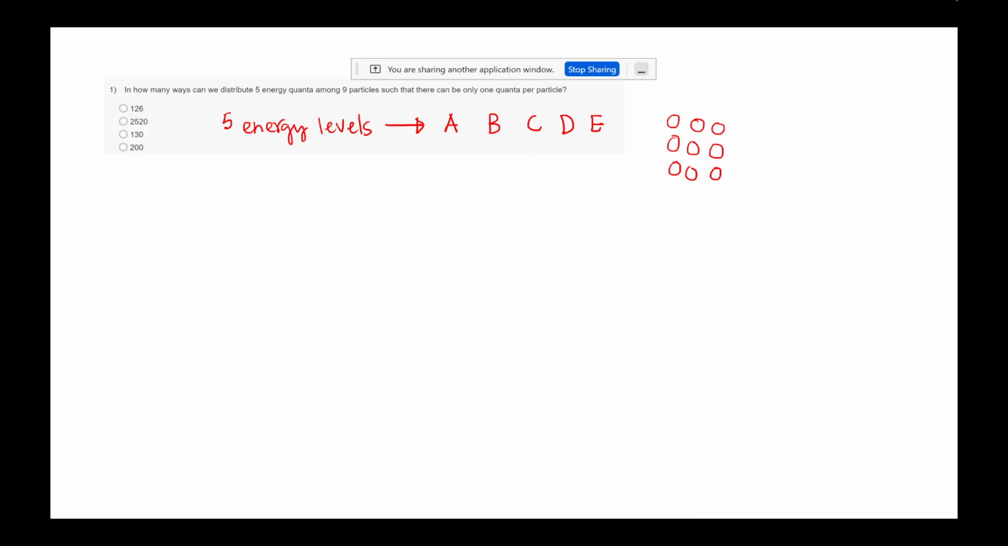Out of 9, only 4 particles cannot have any energy at a particular time. Perfect. Then 9C4, yes, that's the answer. Right. Okay, so the 4 particles will always be left with no quanta.